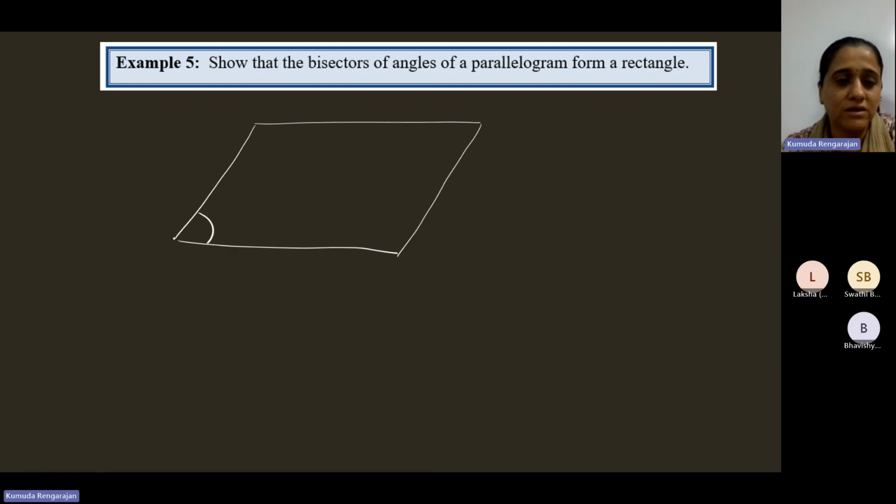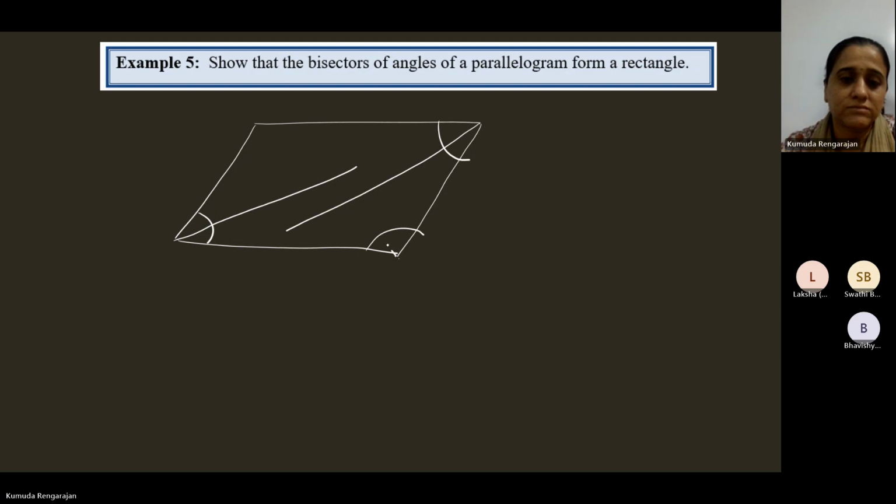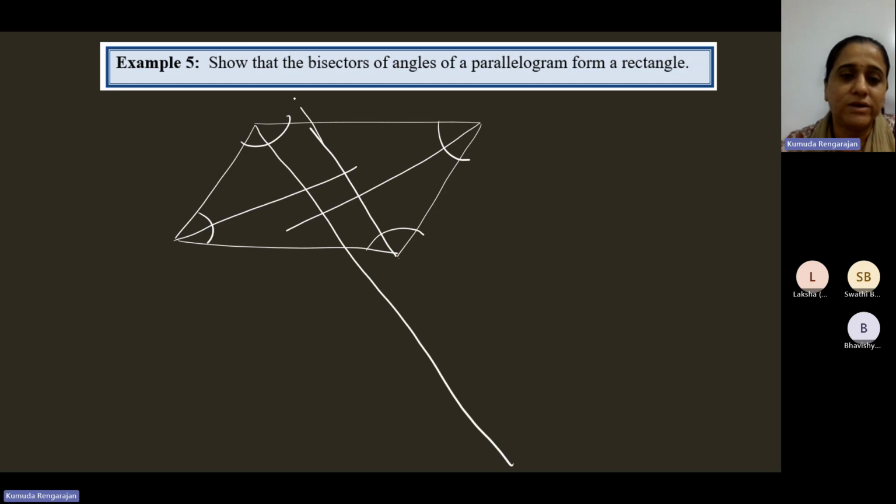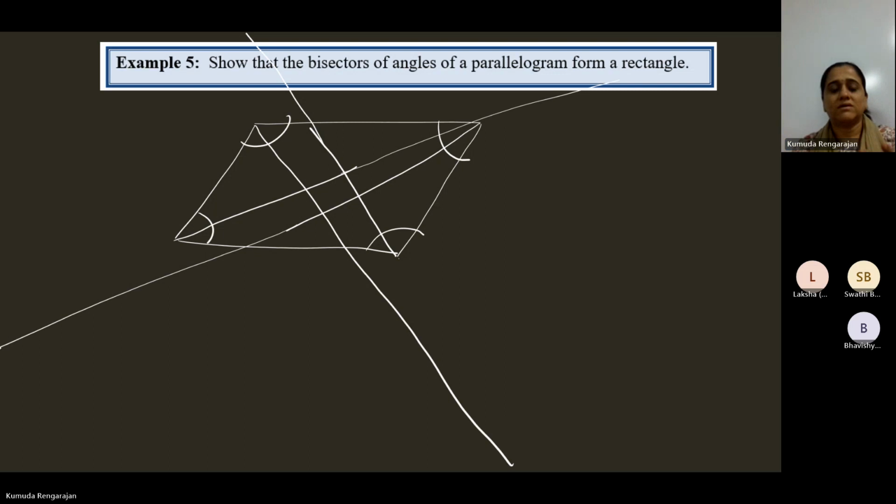Parallelogram, this angle, bisector, this angle, bisector, this angle. So these lines, these are big lines, no? You understand what I'm doing? Now here you see, this one. The bisectors, you must prove that they enclose a rectangle.